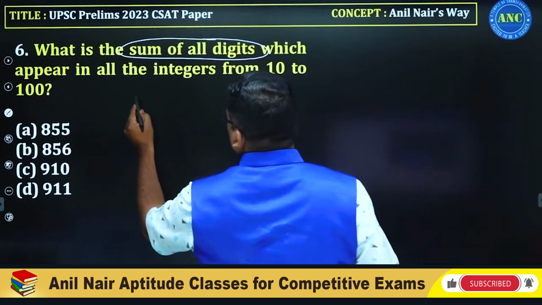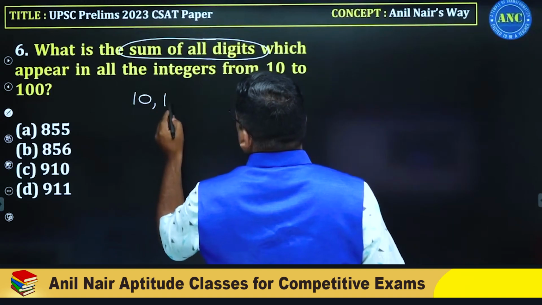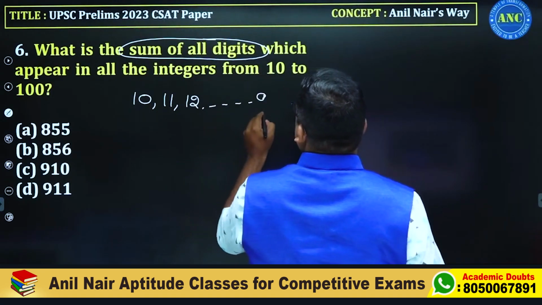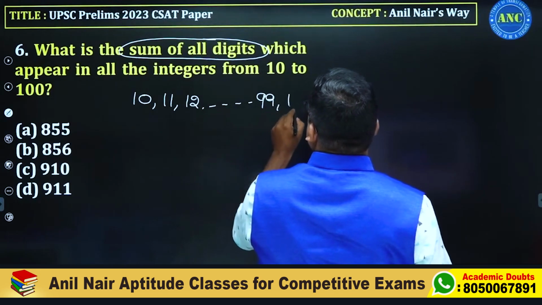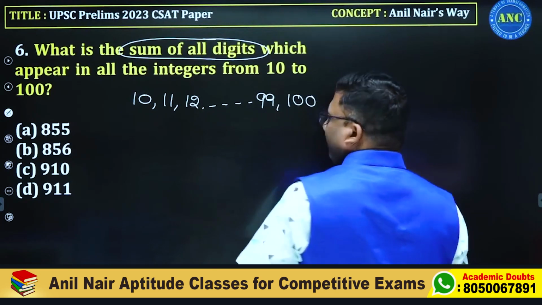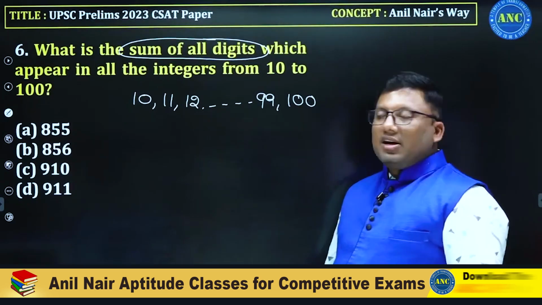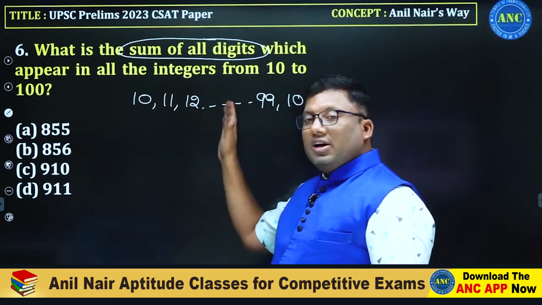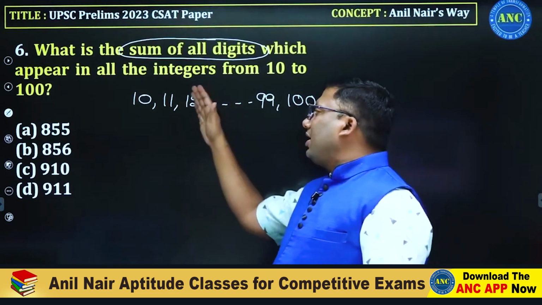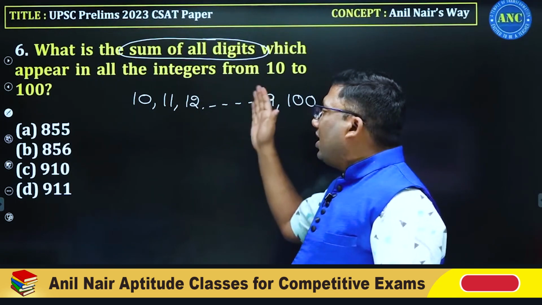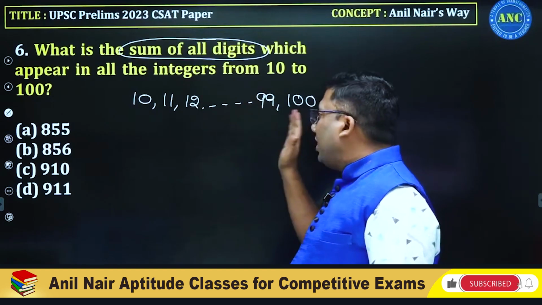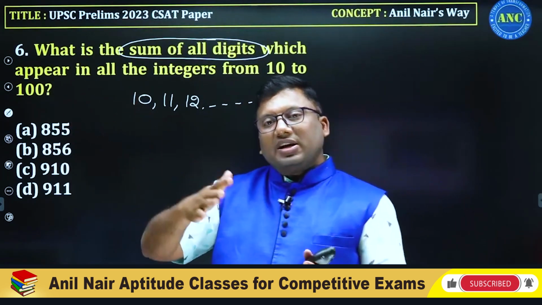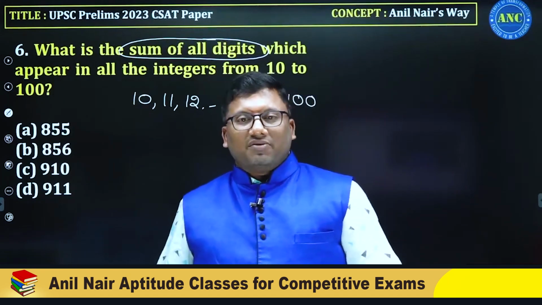He is telling write all the natural numbers from 10 to 100. 10, 11, 12 till 99, 100. Right? What is the sum of all digits? How many times 1 will come? Add it. How many times 0 will come? Add it. How many times 2 will come? Add it. How many times 9 will come? Add it. Add all the digits which will give you sum of the digits.